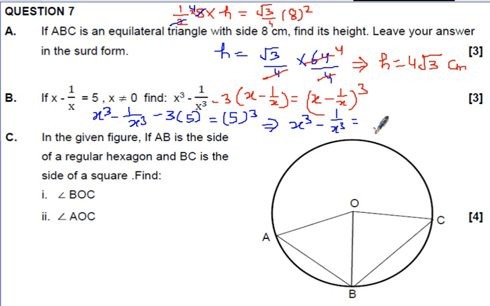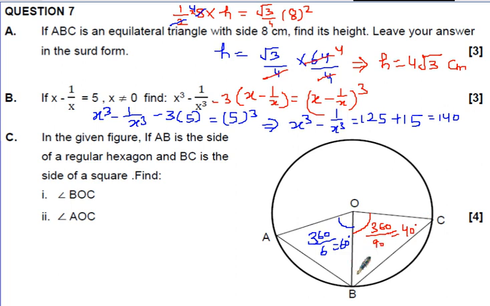Children, learners are afraid of fractions. So x cube minus 1 upon x cube will be 125 plus 15 which gives you 140. 140 is your answer. Here AB is side of hexagon. So hexagon means it will be 360 upon 6. So 60 degree. And they said BC is side of square. So square means 360 upon 4, it will give you 90.